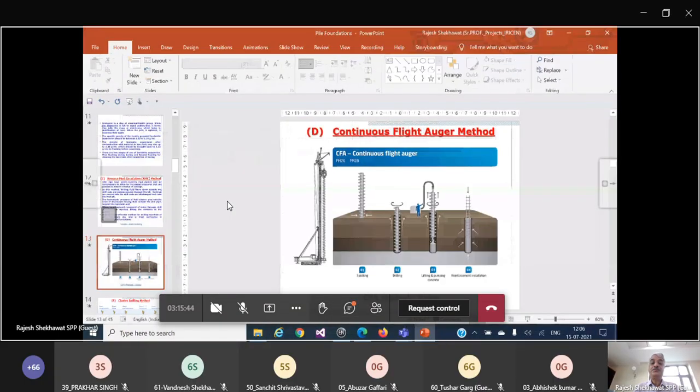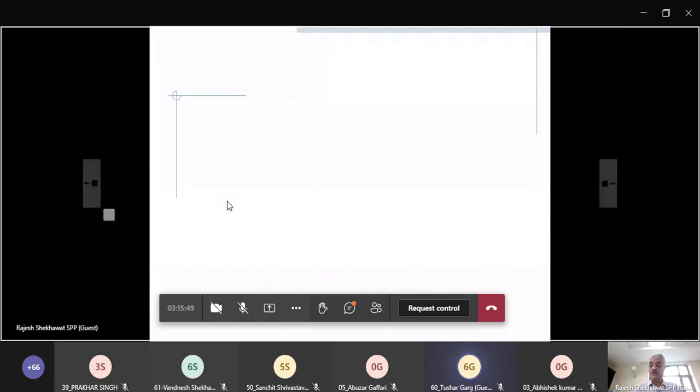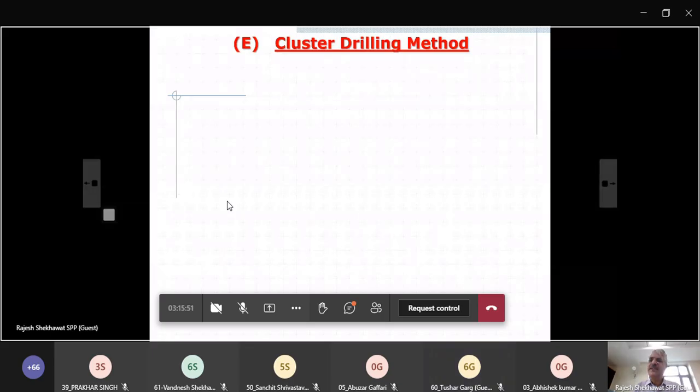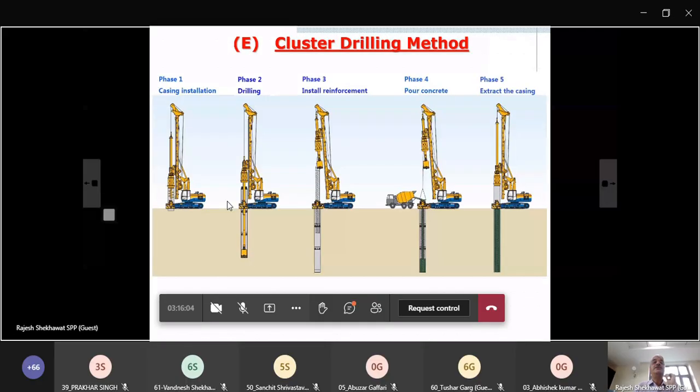Okay. Yes, sir. Then another method is the cluster drilling method. Actually, in CFA and the cluster drilling method, they are like a normal bored cast in situ pile. Only the drilling methodology, or creating the drill or bore hole, is different. In cluster drilling, all other things remain the same as in your bored cast in situ pile. First you drive your casing, then through the casing you do the drilling. Only this drilling tool is different. This drilling tool is a cluster tool.